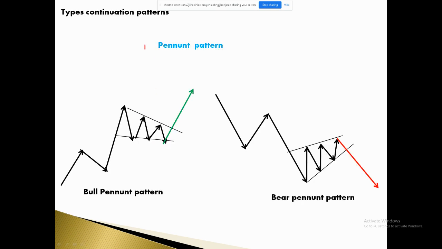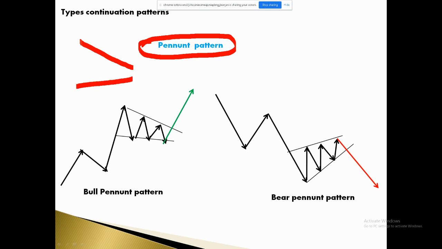Now, the next pattern is what we call a pennant. A pennant looks somehow alike to the flag pattern. The only difference is that now it's not parallel, it's more of a triangle move. You see, a triangle move that is gentle. It is not as sharp as the wedge pattern, it is rather gentle. Do you see this? It's very gentle.